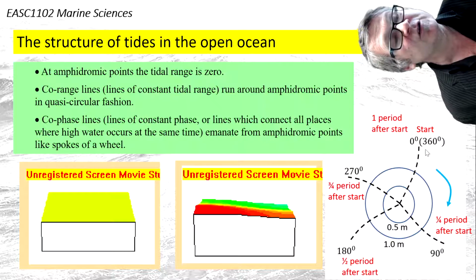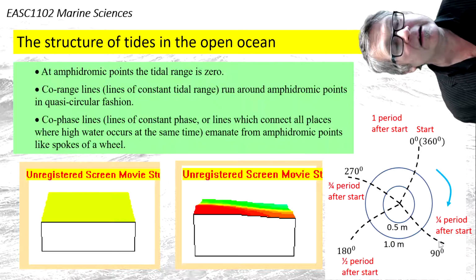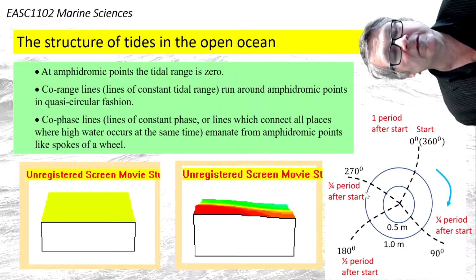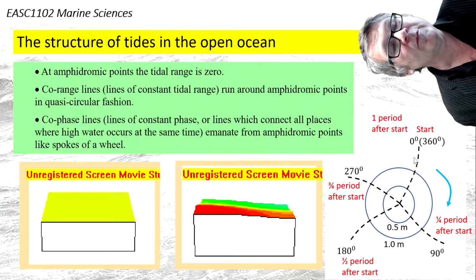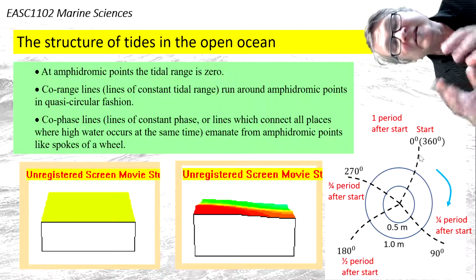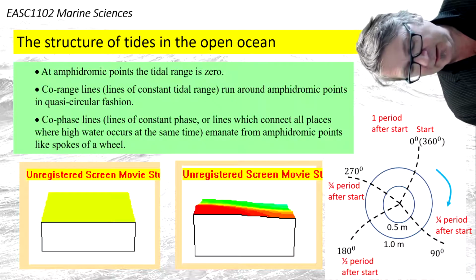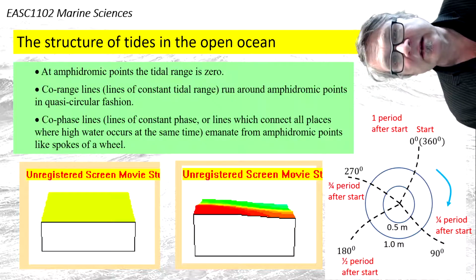And you can see after 1 quarter, you are here. After half the tidal period, you're over here. 3/4 of a period after start, you're at this location, and then you're back at the start. And this is how we can produce maps of tides. So let's have a look at these tides.